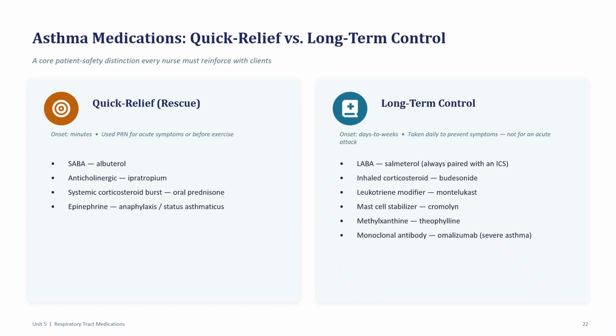And then the long-term control column, the salmeterol, the budesonide, montelukast, cromolyn, theophylline, and the omalizumab. Every single one of those, I told you explicitly on its own slide, are not for an acute attack. So if you were tracking that phrase for all classes of these medications, you've already built this table in your head before even seeing it here on the screen.